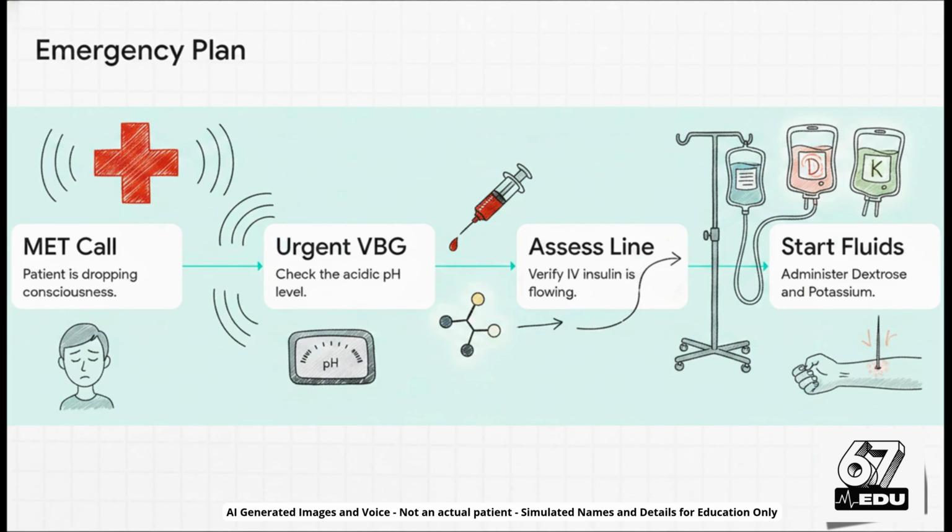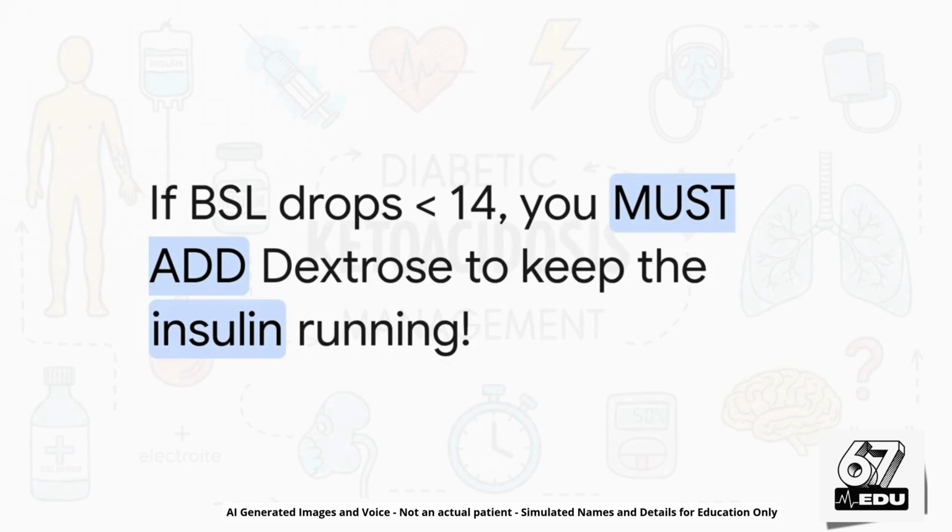Step 3. Assess the insulin line patency. If the ketones aren't clearing, you've got to verify the IV insulin is actually going in. And step 4. We urgently need to start dextrose and potassium fluids. I really want to pause on that last step, because this brilliantly illustrates the core treatment paradox of DKA.